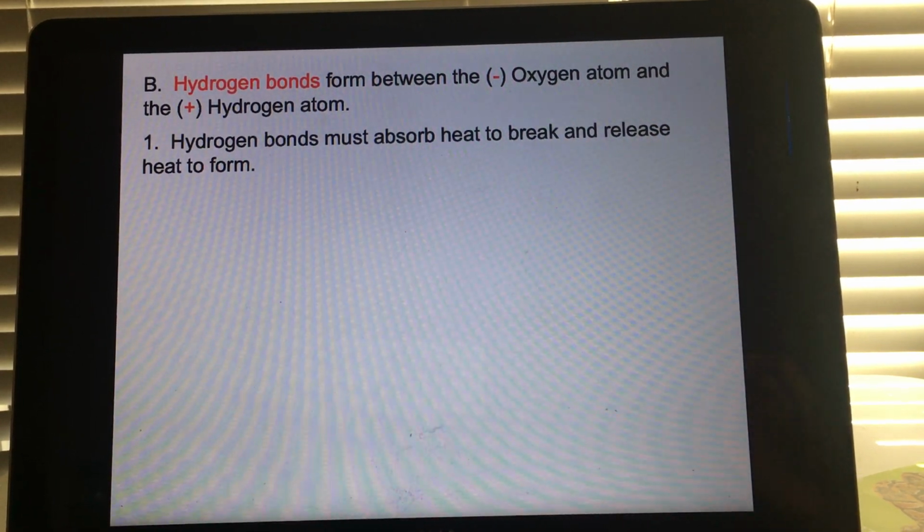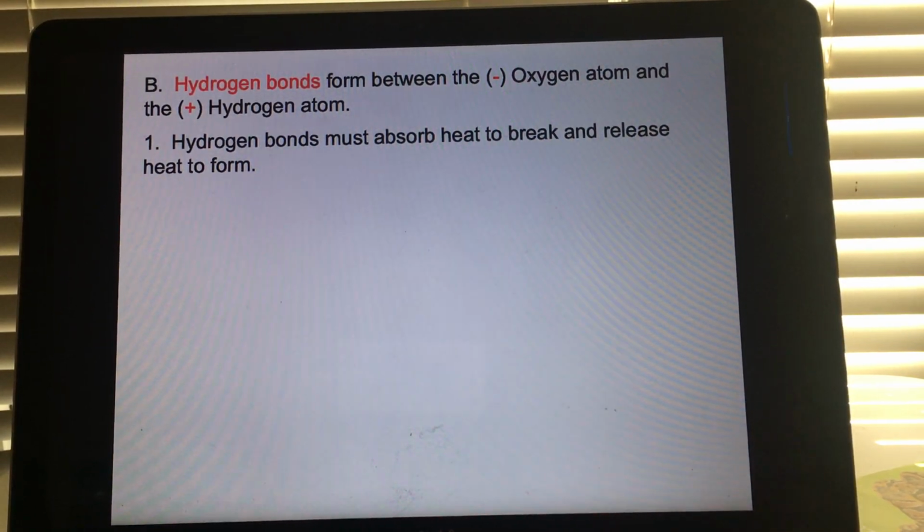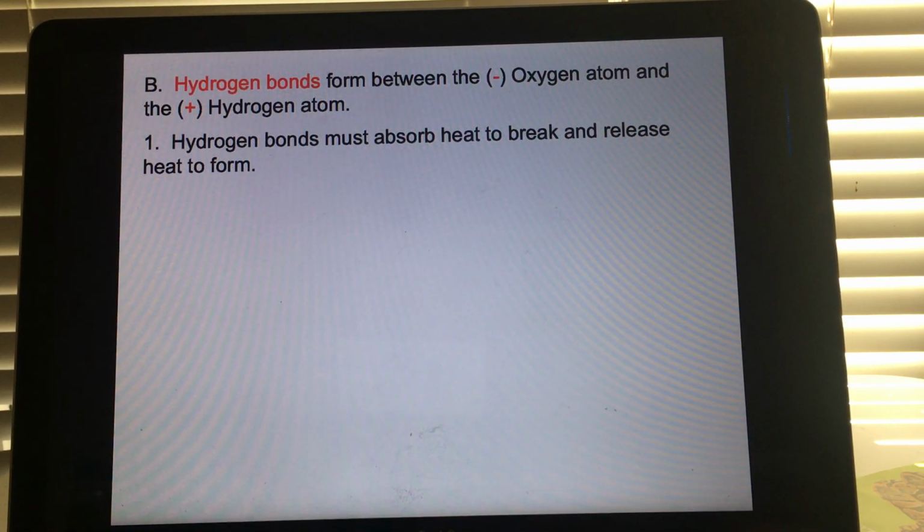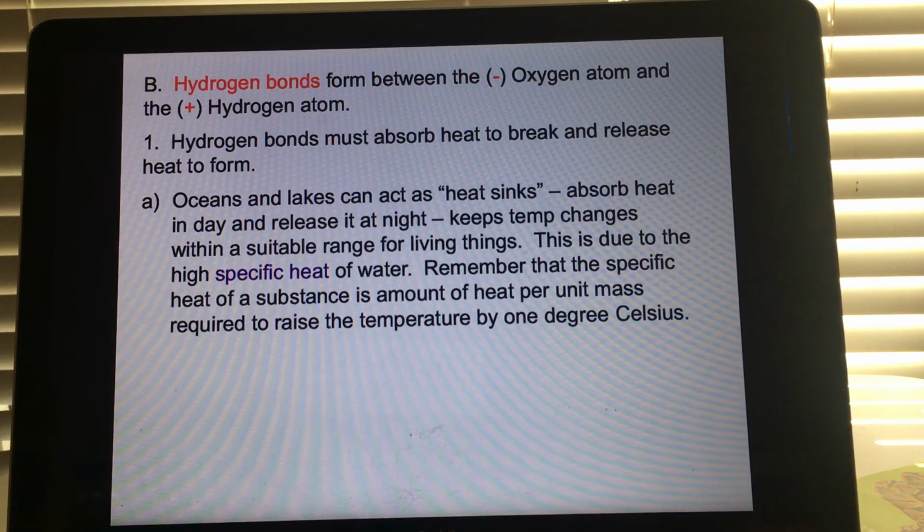So some other implications of the polarity of water, and therefore the hydrogen bonding, is that hydrogen bonds have to absorb heat to break and release heat to form. And so this means that oceans and lakes can act as heat sinks, and they absorb heat in the day and release it at night, and it keeps temperature changes within a suitable range for living things. It's due to the high specific heat of water.